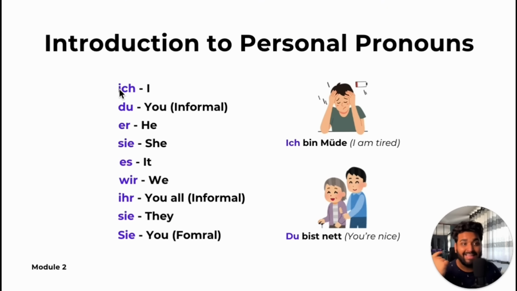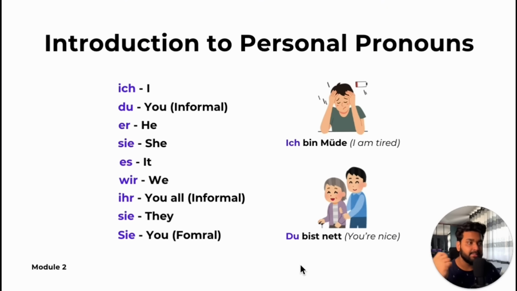Repeat after me. Ich, du, er, sie, es, wir, ihr, sie, Sie. For example, ich bin müde. I am tired. Du bist nett. You are nice.